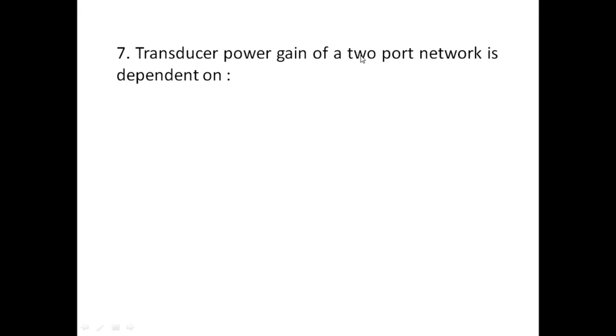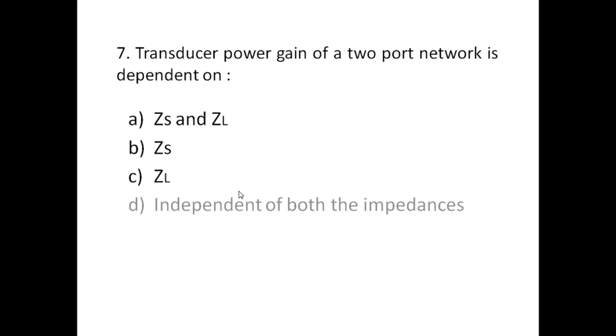Now the transducer power gain of your 2-port network is dependent on: option A Zs and ZL, option B Zs, option C ZL, option D independent of both the impedances. The answer is the first formula for the transducer power gain itself. I explained it depends on Zs and ZL.